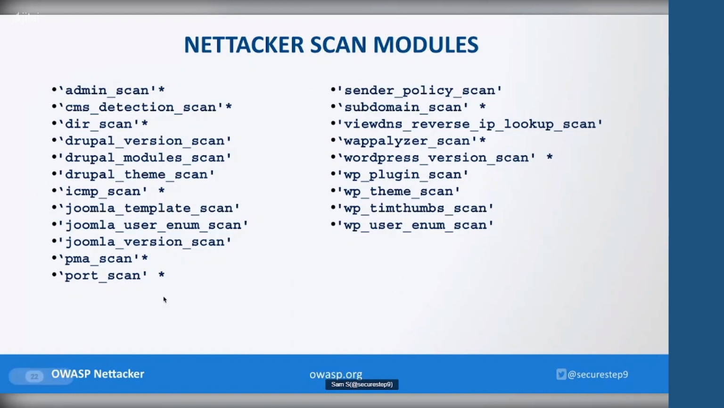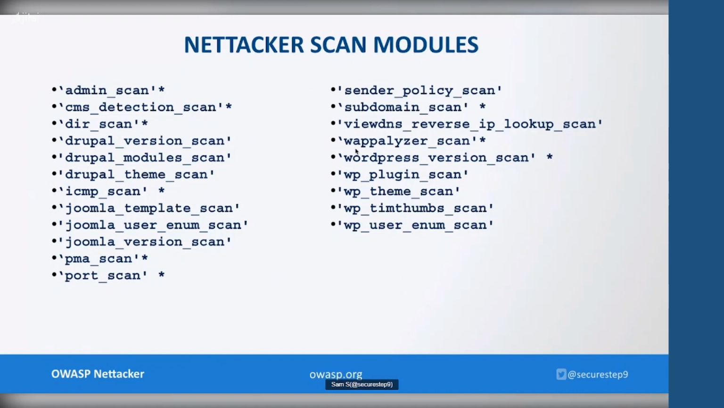Port scan is, of course, standard port scan, similar to Nmap. I'm going to talk about it a bit later, and we'll show it to you a bit later. Subdomain scan is one of the most powerful modules in Nettacker. It allows you to enumerate all subdomains of a particular domain, which is great.